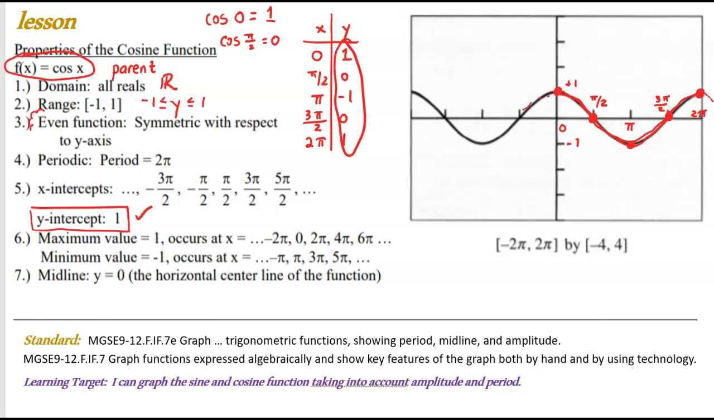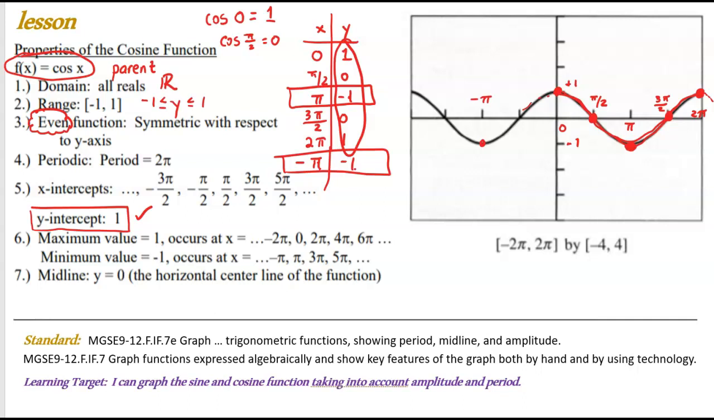Now we have an even function. Just to remind ourselves what it means to be even from our last video, let's focus in on pi. If you plug in pi, you get negative 1. If you plug in negative pi, you still get negative 1. So remember, an even function means if you plug opposites in, you get the same output.